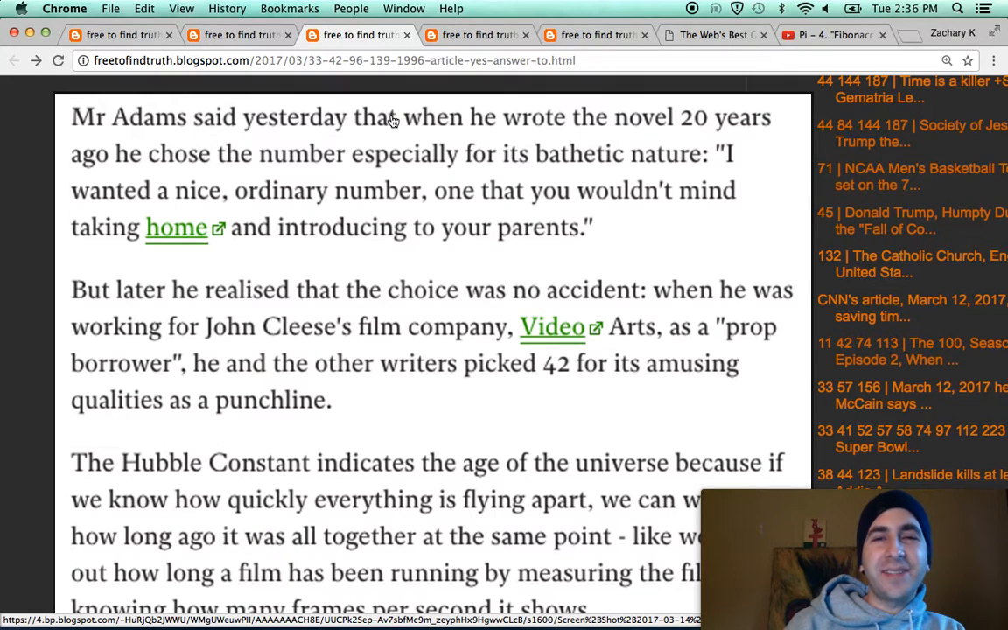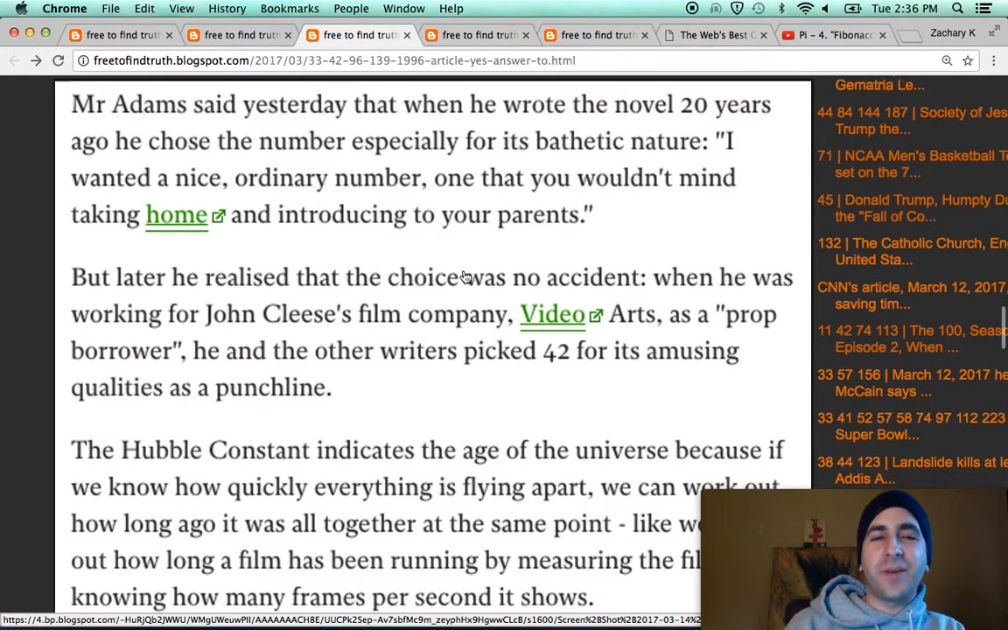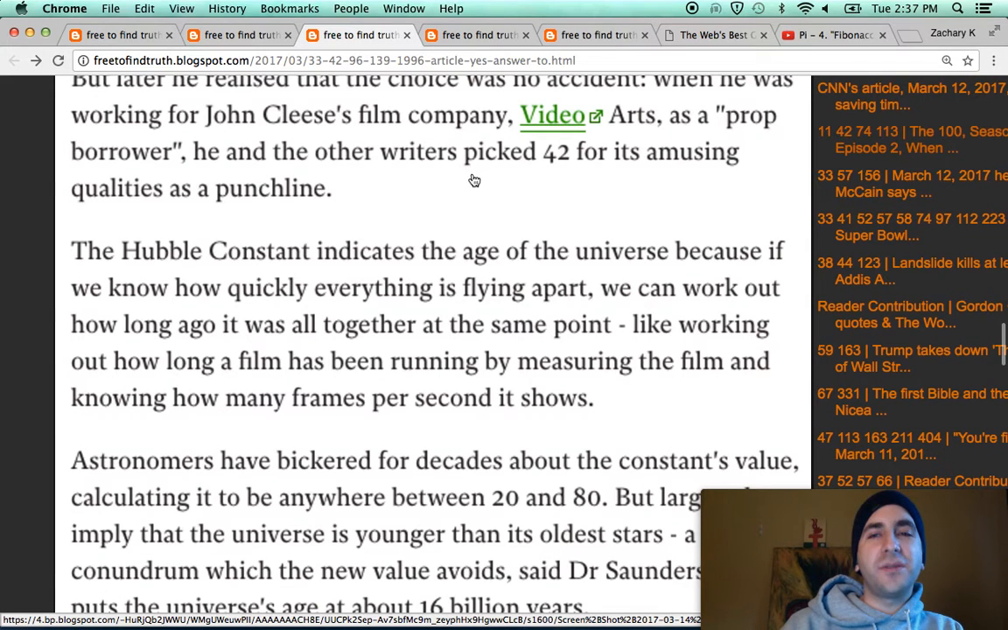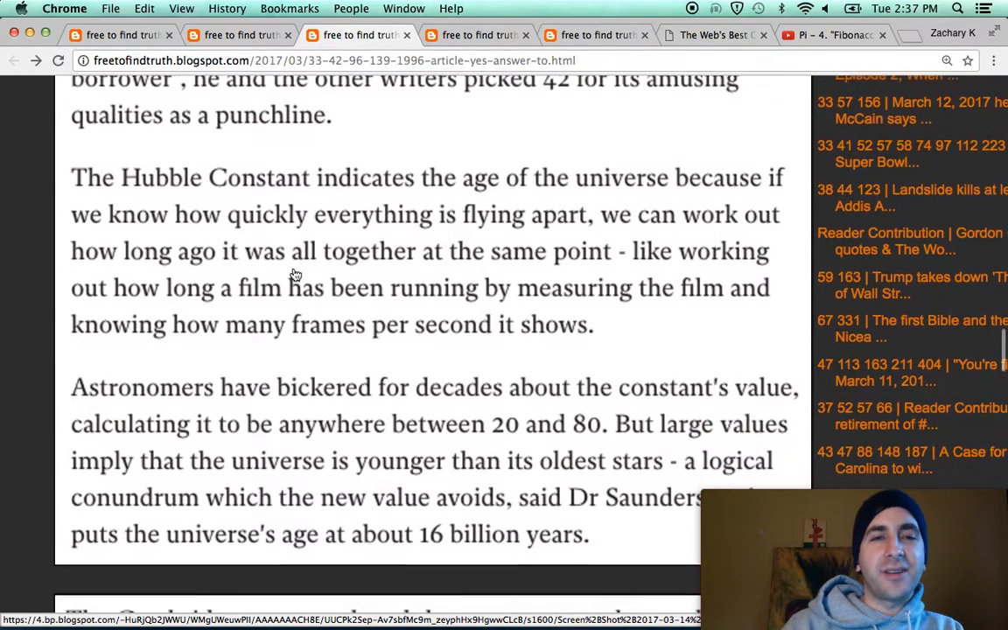Mr. Adams said yesterday that when he wrote the novel 20 years ago, he chose the number especially for its pathetic nature. I wanted a nice, ordinary number, one that you wouldn't mind taking home and introducing to your parents. But later he realized that the choice was no accident. Understand that this story he's telling people is complete bullshit. The reason he chose the number is because he's a Freemason, which we'll get to. When he was working for John Cleese's film company, Video Arts, as a prop borrower, he and the other writers picked 42 for its amusing qualities as a punchline.